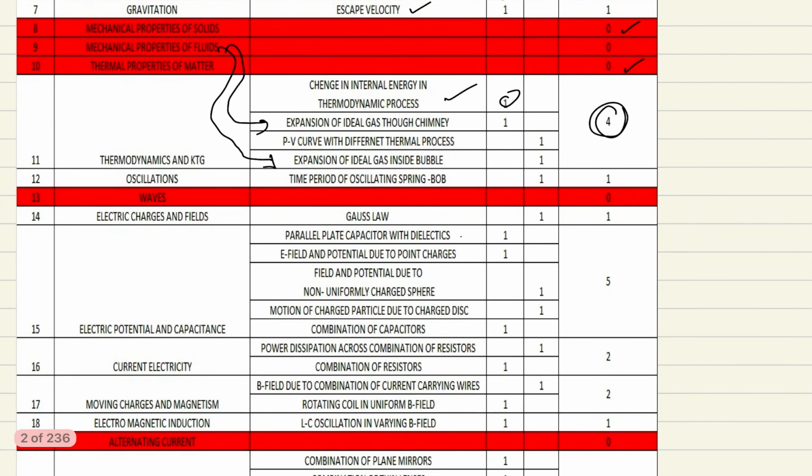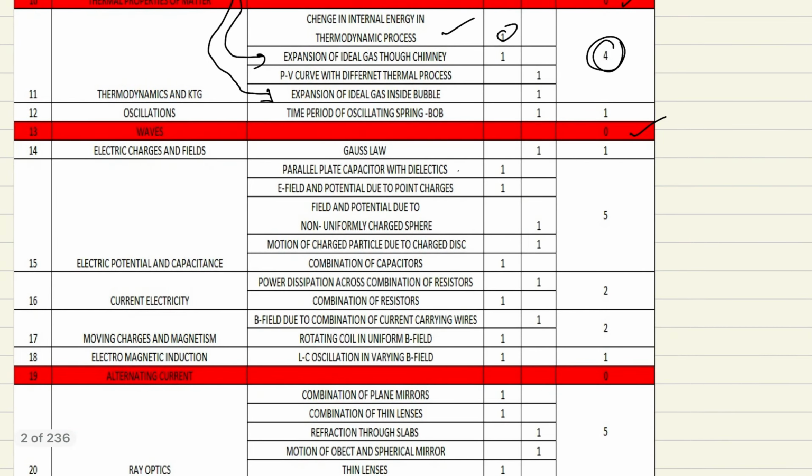In oscillations, time period of an oscillating spring block, one question is given. Waves, there is no direct question. Electric charge and field, a direct question from Gauss law, one simple question they asked in paper 2. And electric potential and capacitance, parallel plate capacitor with dielectric, one question is given. Electric field and potential due to a point charge, and field and potential due to a non-uniformly charged sphere they have given. Motion of a charged particle due to a charged disk. Combination of the capacitors. Total 5 questions they have given from this chapter.